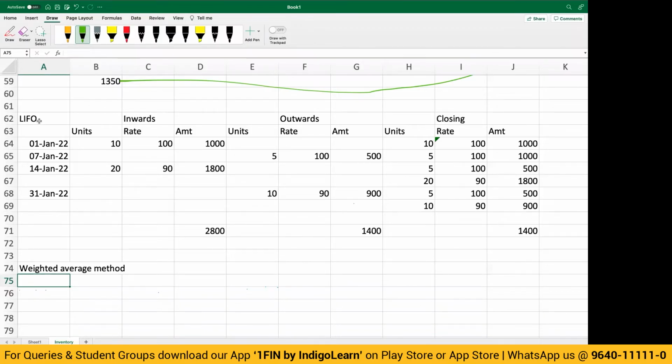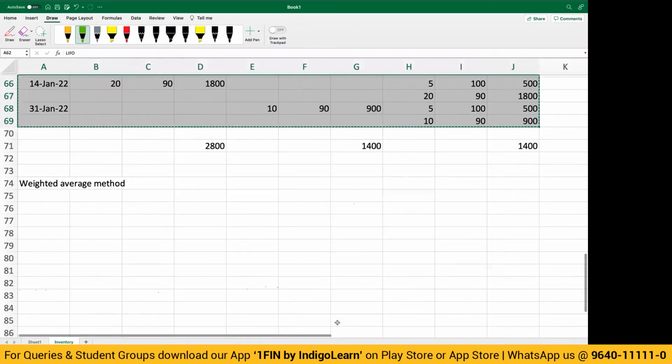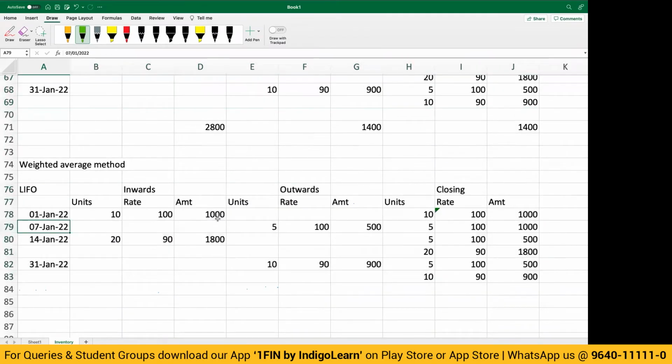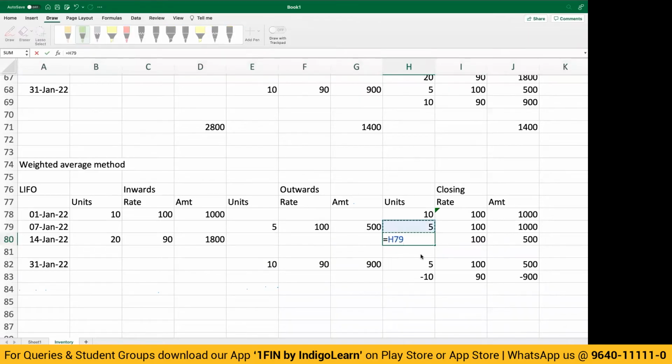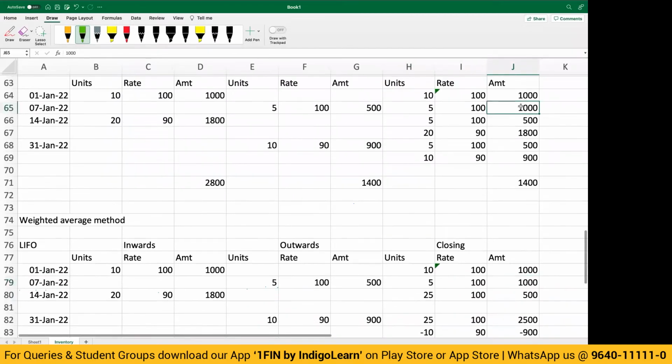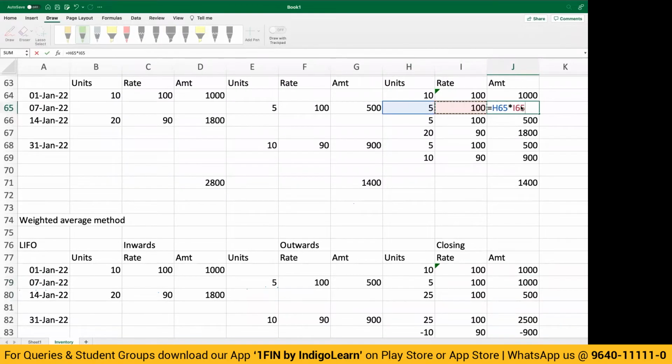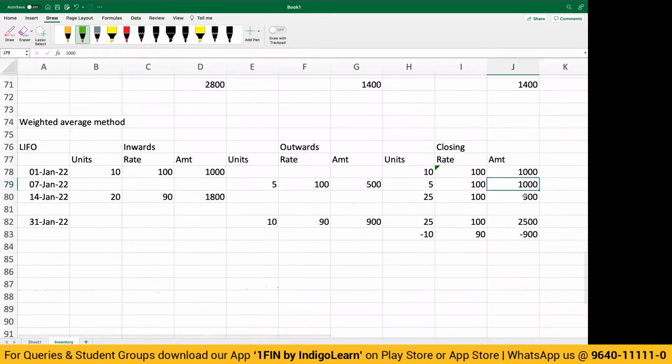So, considering the same thing, units inwards amount is fine, no outward, so closing also no change. On 7th January, when there is an outward, this will also not change the weighted average. Now, when you have a purchase here, 20 at 90 and 1800, you'll have 5 plus 20, 25 units, amount 1000, sorry, it has to be 500, no? I was making errors, though it doesn't impact. So here it will be 500.